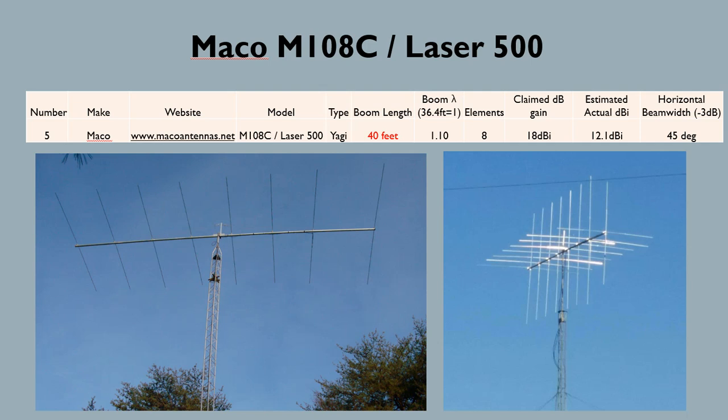All right, number 5 on the list is the Maco antennas M108C or Laser 500 at 40 feet or 1.1 wavelengths and 8 elements, has around 12.1 dBi.